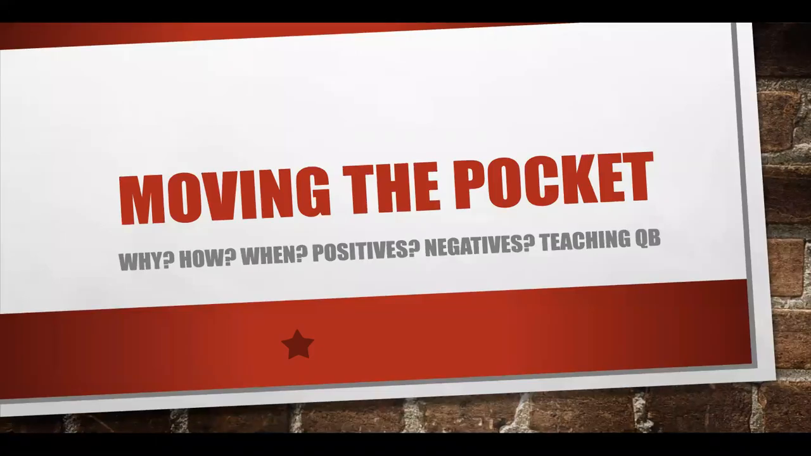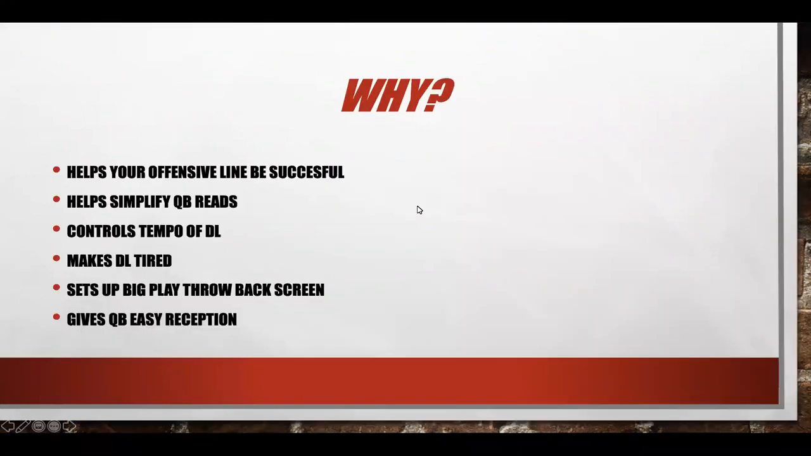All right, tonight I thought I would talk about one of the most important things in trying to be successful throwing the football. Whether you have a great offensive line, whether you have a great quarterback, especially if you're limited with receivers and you only have a couple of decent receivers, but that's about moving the pocket. And when we talk about moving the pocket, there's basically six things that are really important: the why, the how, the when, the positives, the negatives, and how do you teach the quarterback when we're moving the pocket.